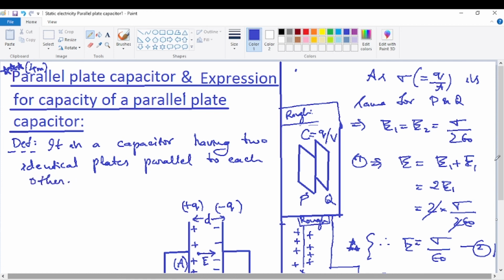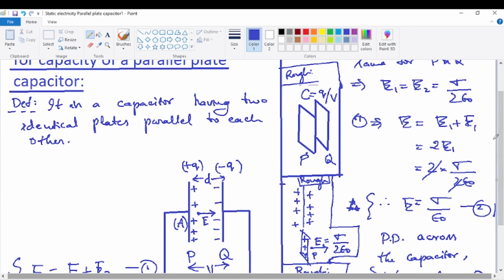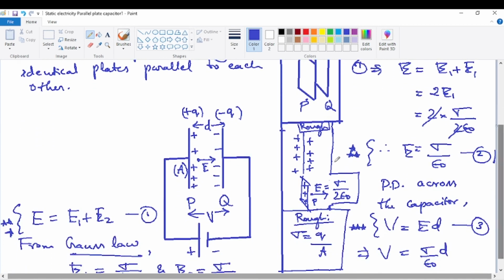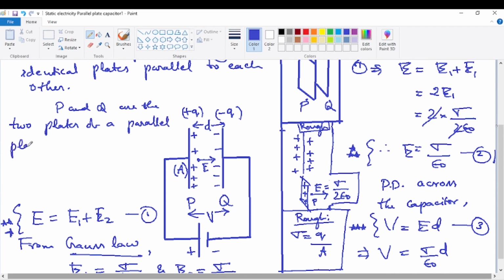So this is the definition. So next, the actual derivation. So, actual derivation diagram, everything follows from the diagram. So P and Q are the two plates of a parallel plate capacitor.